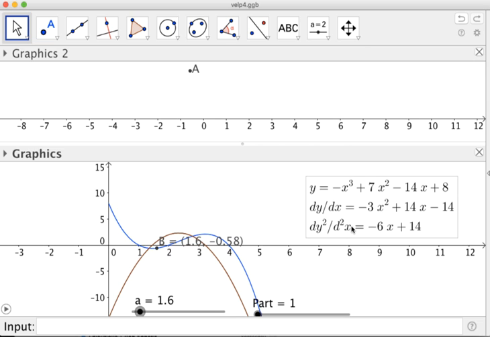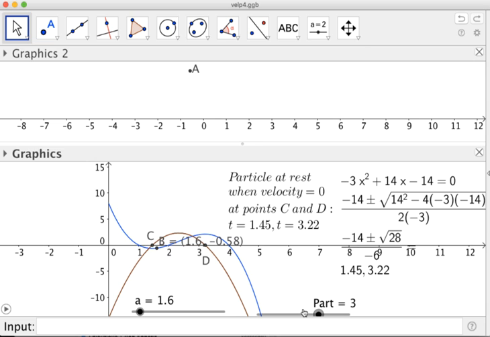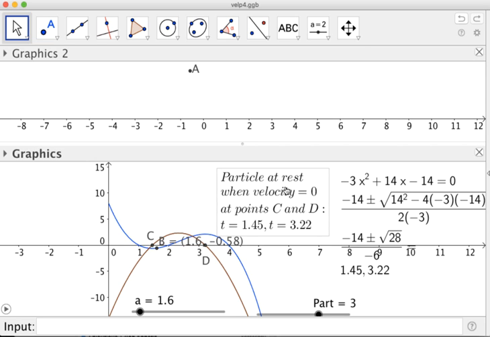Our acceleration function is the second derivative. The first derivative is -3x squared plus 14x minus 14, which makes our second derivative -6x plus 14. Part C asks, when is the particle at rest? That would occur when our velocity is equal to 0. To calculate that, we can use the quadratic formula and solve our quadratic, because our first derivative is a quadratic.